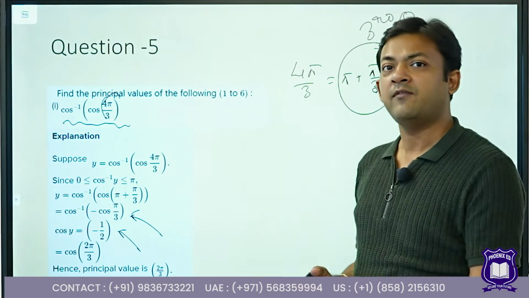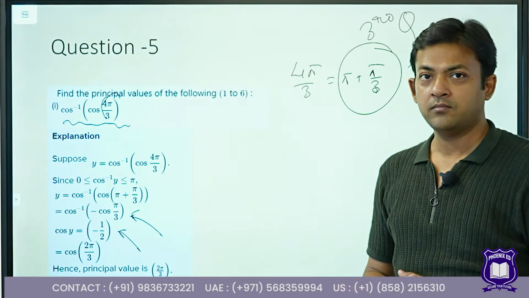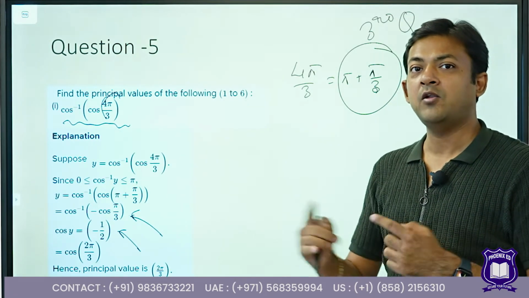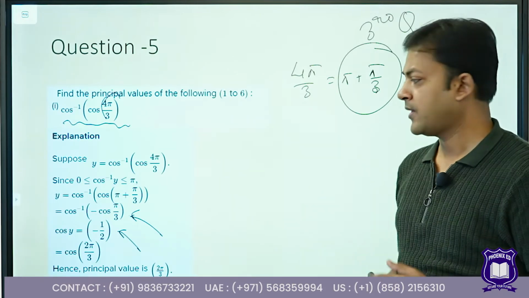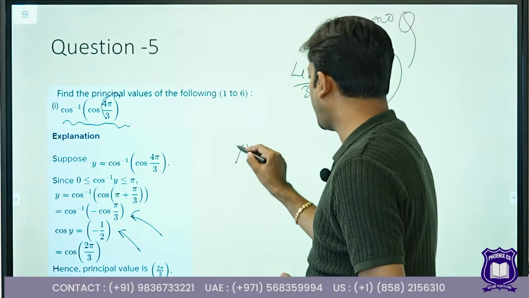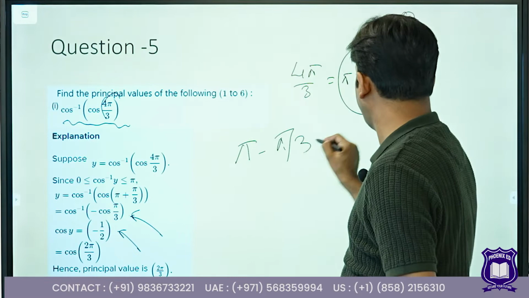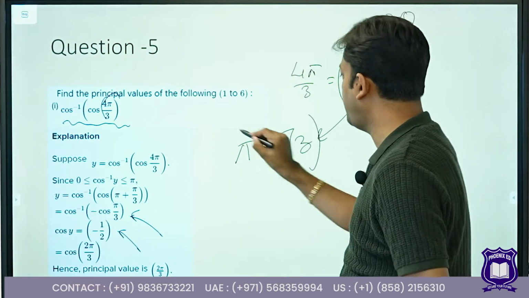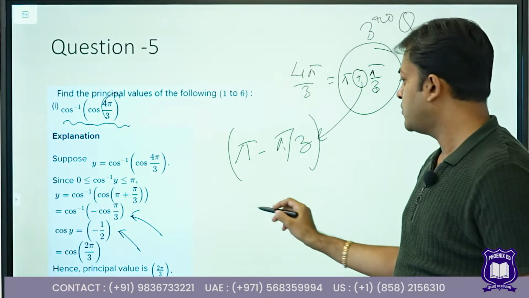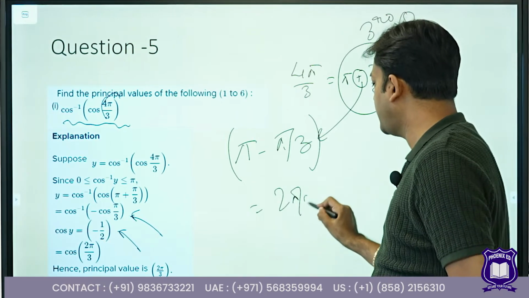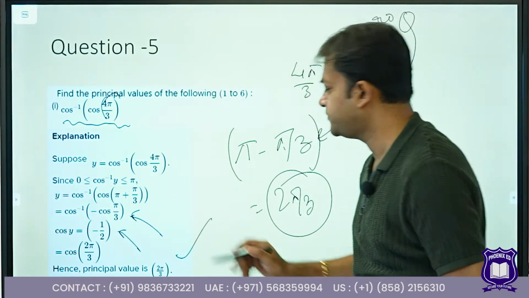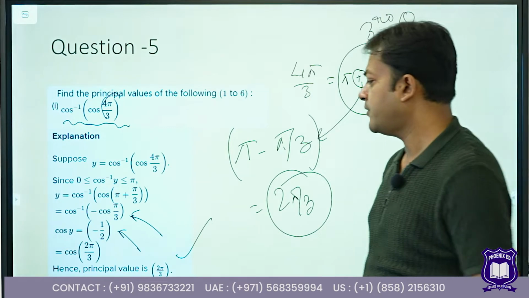We need to pull the value back into the second quadrant so as to get a value within our principal range. Hence, my value would be pi minus pi by 3 instead of pi plus pi by 3 in order to pull it back into the second quadrant, solving which we would get 2 pi by 3. Let's have a look at the next problem.